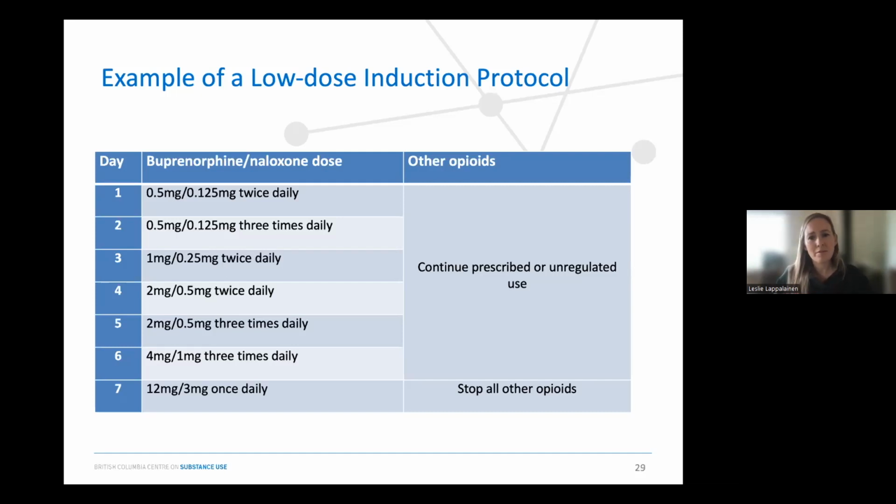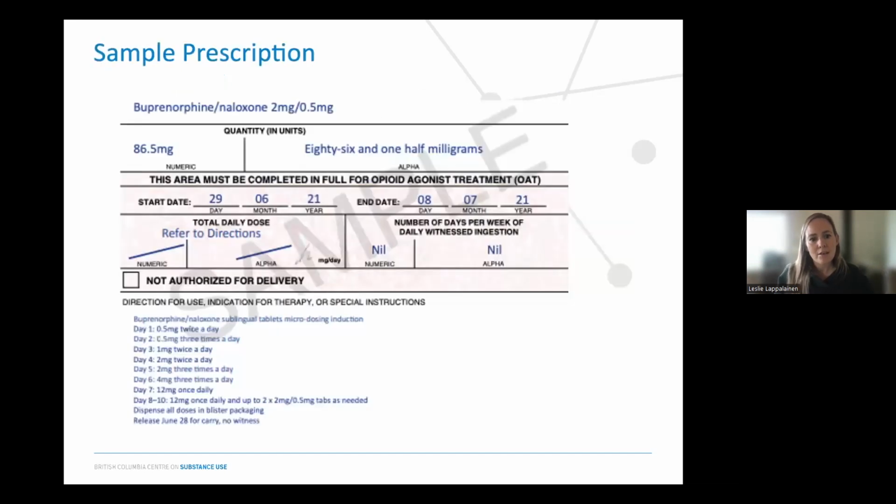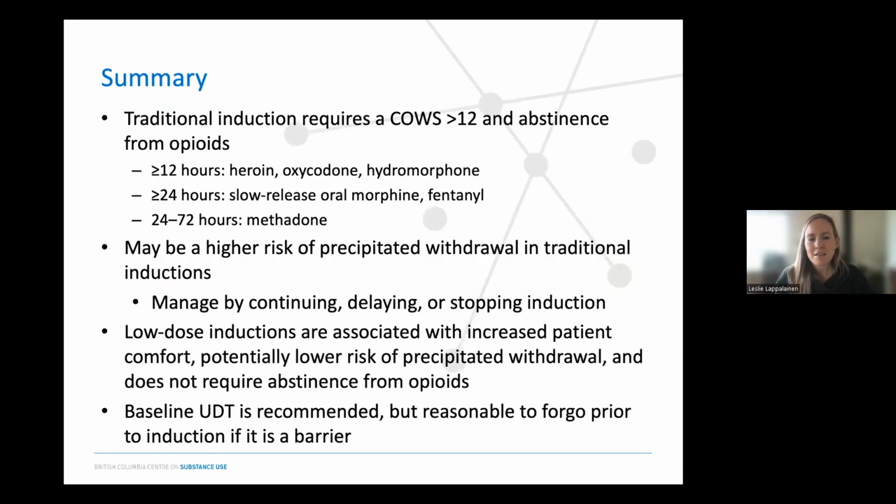There's a number of different low dose induction protocols, some that are more rapid, in the 4 to 5 day range, and some that are more prolonged up to 10 days. Generally, we'll blister pack the entire low dose induction, so they don't have to go to the pharmacy each day for it. Here's just a sample prescription of what that would look like. And just a summary slide.